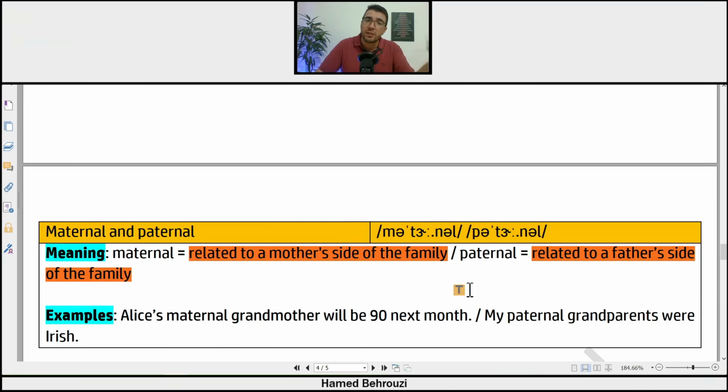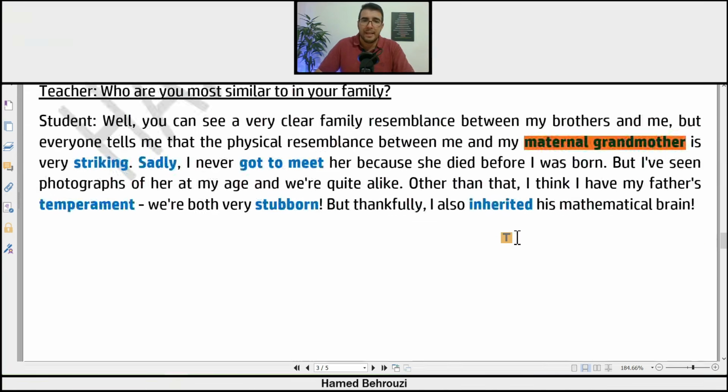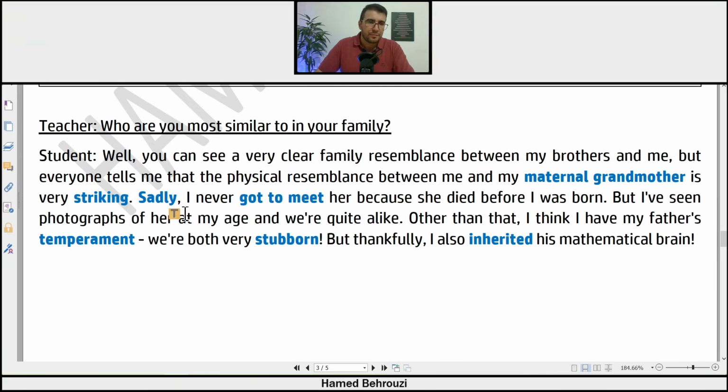Your maternal uncle is your mother's brother. Your paternal uncle is your father's brother. Okay, that's it. Look at this one. Alice's maternal grandmother will be 90 next year. Maternal grandmother, like mother's mother. Let me just see. My paternal grandparents were Irish. Paternal grandparents means my father's parents. That's all. Then we continue to the next one.